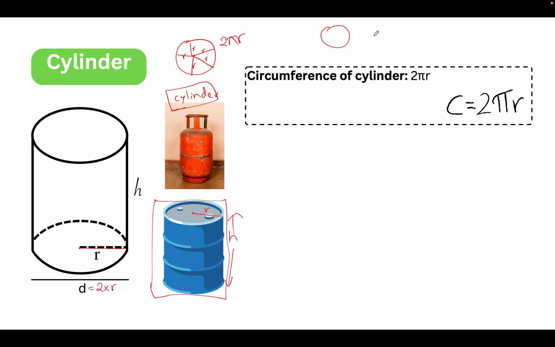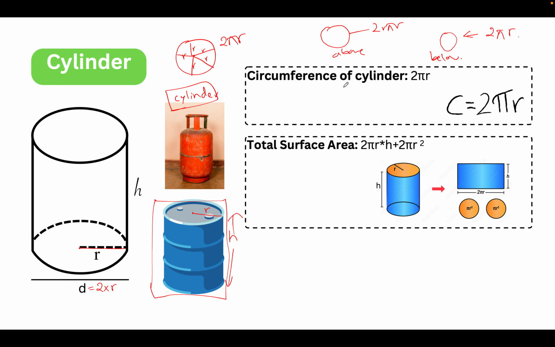So the circumference above is 2 pi r, and below, as there are two circles, above and below, this is also 2 pi r. So this is about the circumference of a cylinder.